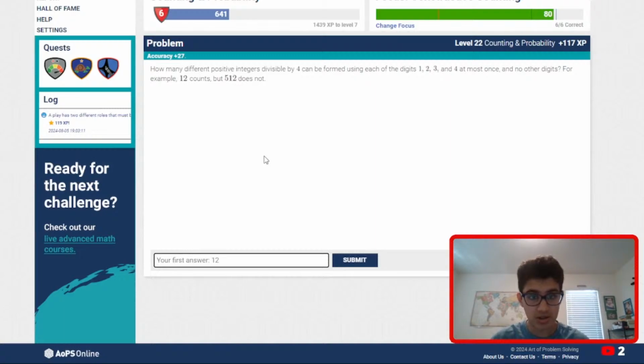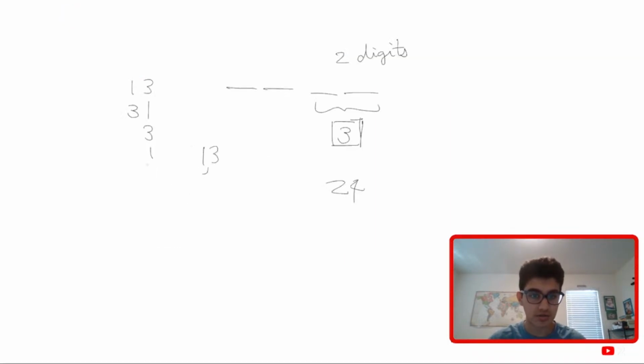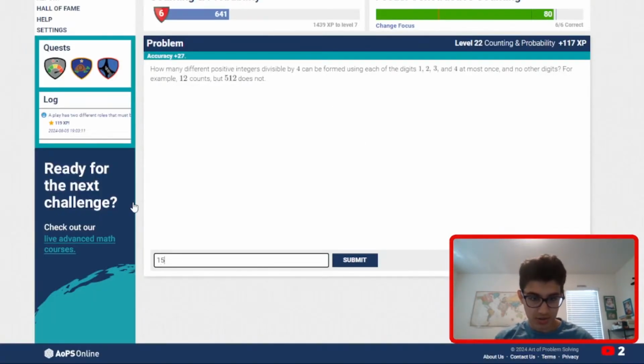Never mind. Wait, there's also the possibility that you choose neither of these. I forgot about that. So yeah, basically you can have 13, you can have 31, you can have just 3, just 1. Or you can have neither of them, which means nothing. So that's 5 times 3, 15. I think that should be the answer, 15.